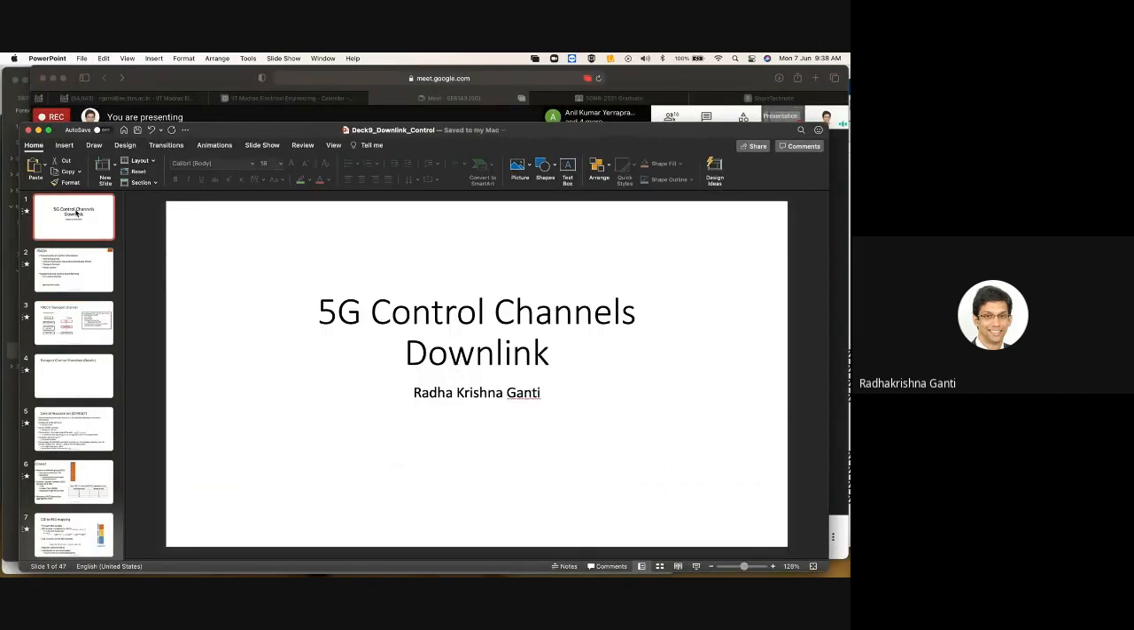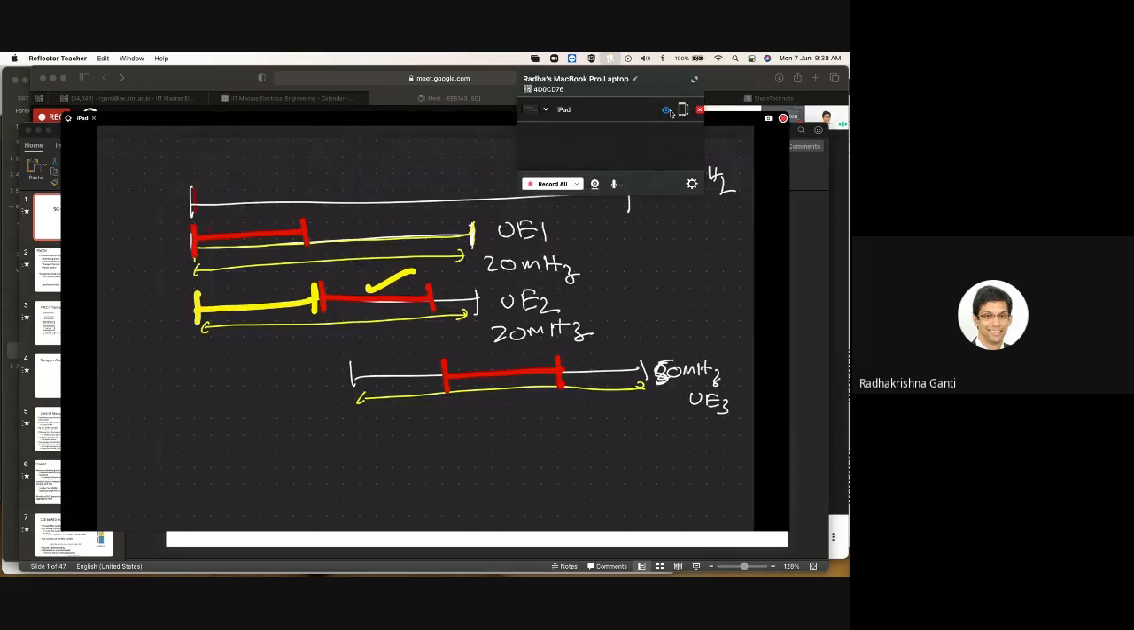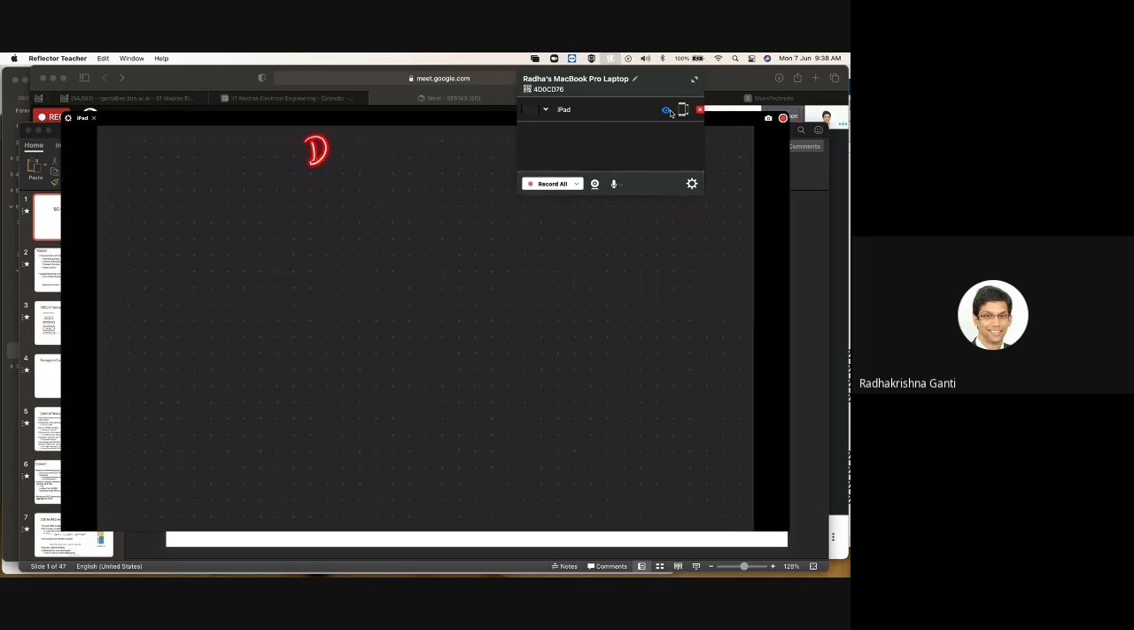Let's get into the downlink control. But today, instead of going to the slides, I want to discuss something about the downlink control. Okay, let's discuss this using a pen and a paper, because this is one of the most important channels in the whole system. Without this, nothing works. Downlink control.